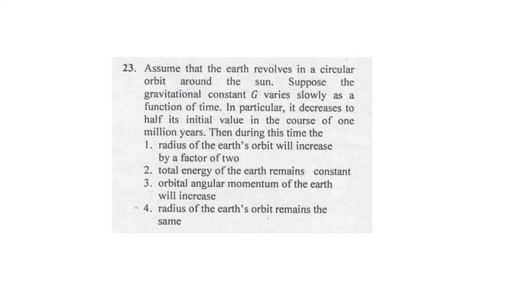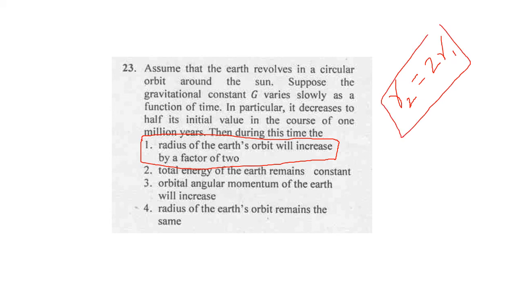From the above calculation, we found that the new radius of the Earth's orbit would be twice the old orbit radius. That means the orbital radius will be twice the original, the initial orbital radius. So this would be the answer. The first one is right.